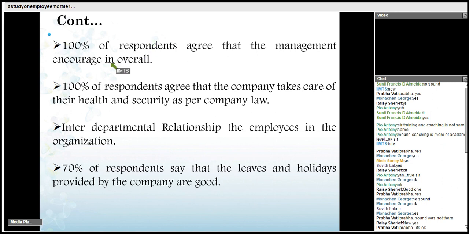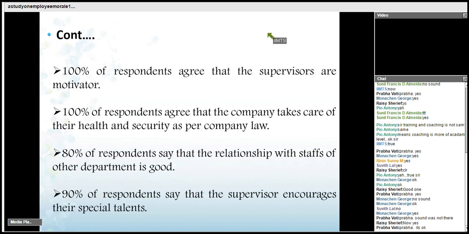100% of the respondents agree that the management encouraged them overall. 100% of respondents agree that the company takes care of their health and security as per company law. Interdepartmental relationship, the employees in the organization. 70% of respondents say that the leaves and holidays provided by the company are good. 100% of respondents agree that the supervisors are motivated. 100% of respondents agree that the company takes care of their health and security as per company law.